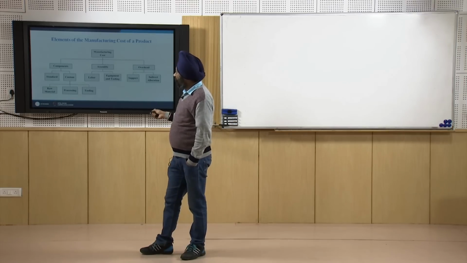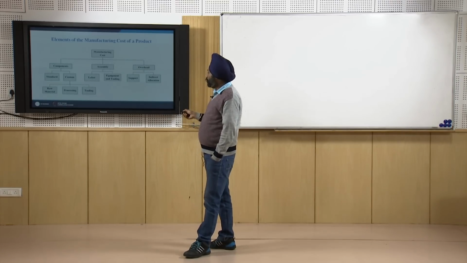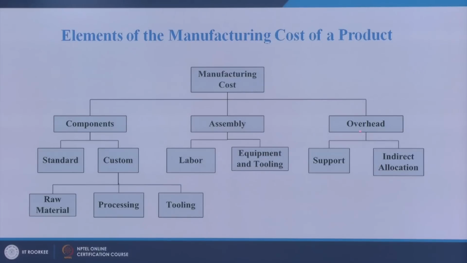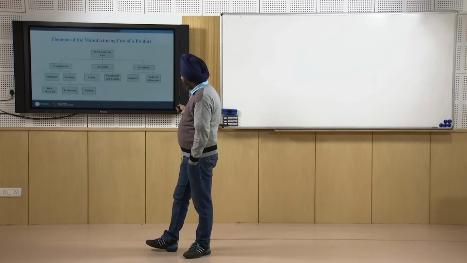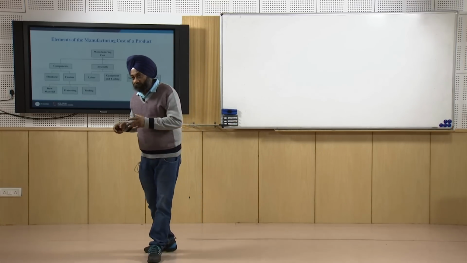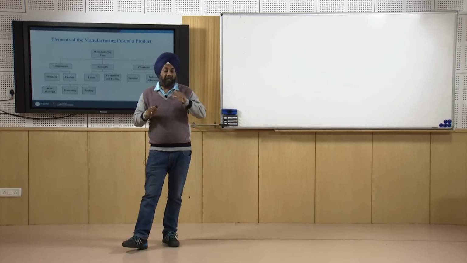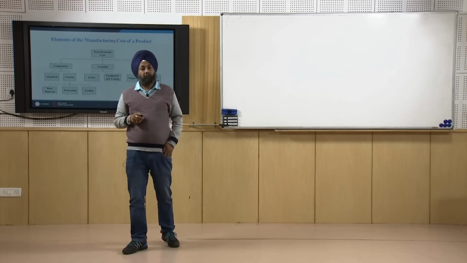It hardly matters, but this is just to understand what the manufacturing cost for a product is. Then the assembly cost, labor cost, equipment and tooling cost. Overheads can be support, maybe consultants or other support, and the indirect allocation cost. So this is just a general description of the manufacturing cost of the product. Now we have to ascertain that this cost does not overrun and the product is easy to manufacture, meaning the cost should also be minimum.